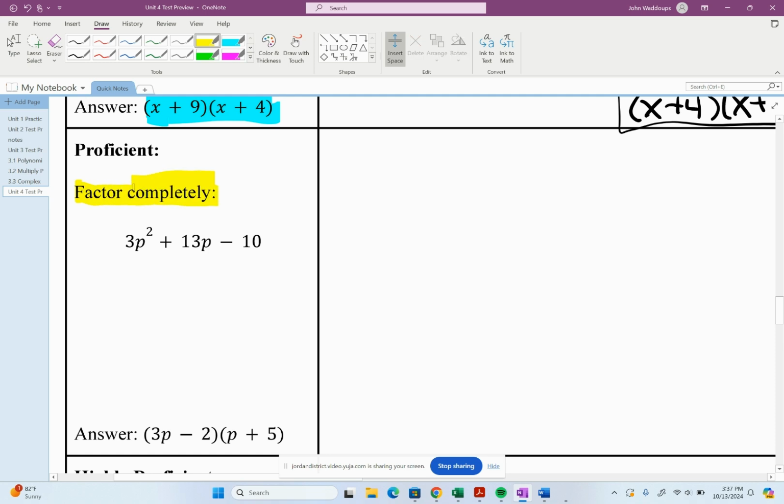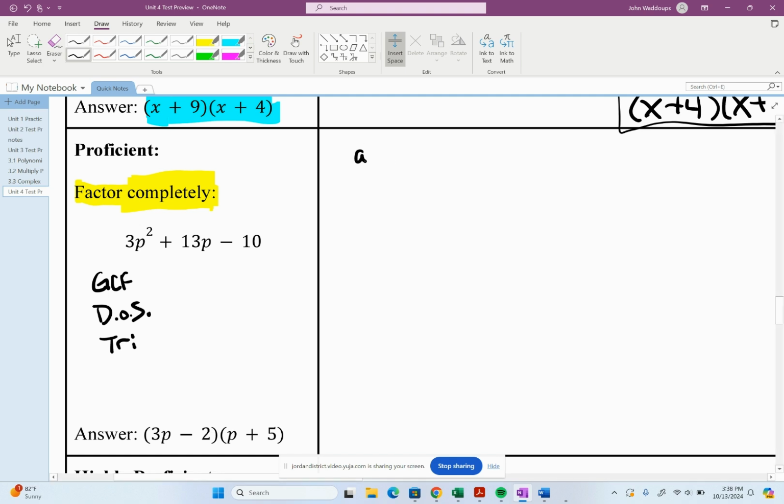When it says completely, they're really saying that you want to watch to see if it could be factored more than once. So you might factor out first the greatest common factor, and then you factor trinomials, or a difference of squares. I like writing it like that, because it's two terms, and then a trinomial. So if you factor it once, you might find that you could still use one of those factoring strategies. So watch for that.